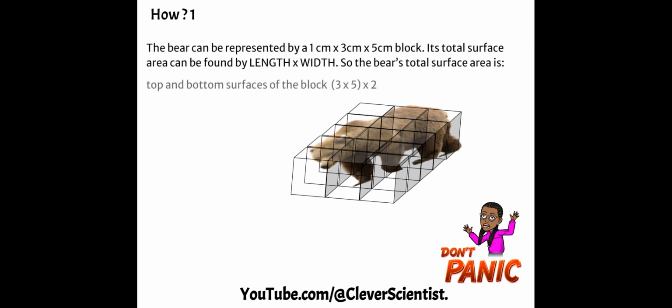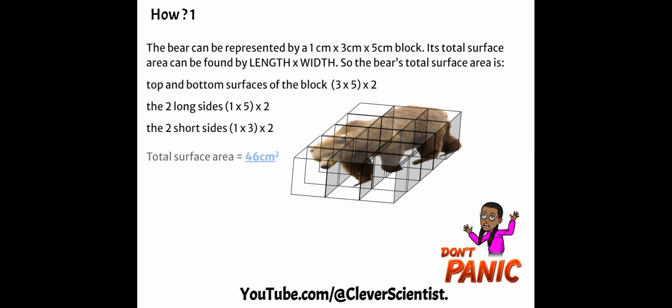Its total surface area can be found by multiplying length by the width. So let's do this. The top and the bottom surfaces of the block measure 3 centimetres by 5 centimetres, and we've got 2 of those. And then we've got 2 long sides which measure 1 centimetre by 5. And then we've got the 2 short sides of the block which measure 1 centimetre by 3. So if we add up all the surfaces, we've got a total surface area of 46 centimetres squared.